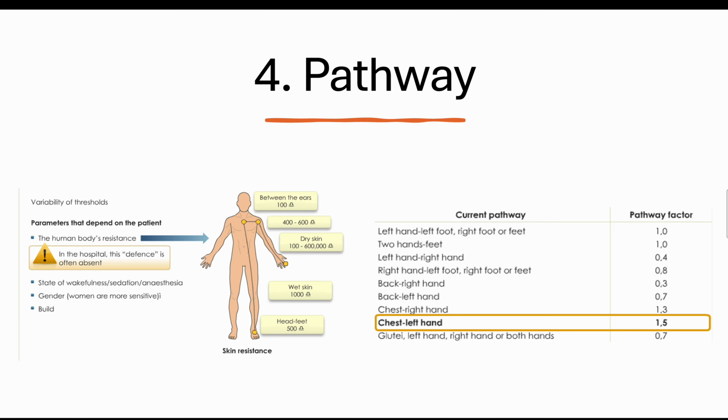And the most dangerous pathway is if the current travels across the chest. Because if current travels across the chest, it may interfere with the heart's electrical activity, potentially leading to life-threatening conditions like ventricular fibrillation. Understanding pathway factor is crucial for assessing the potential risk and effects of electrical shock.